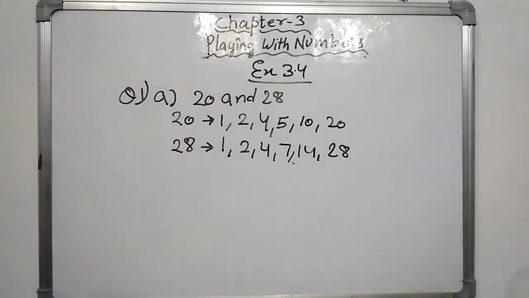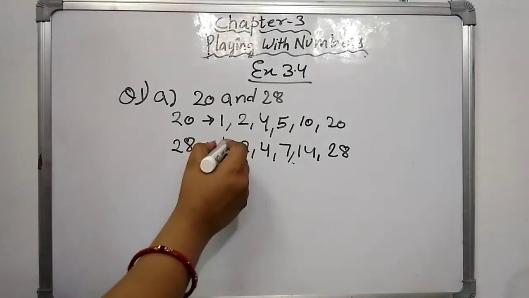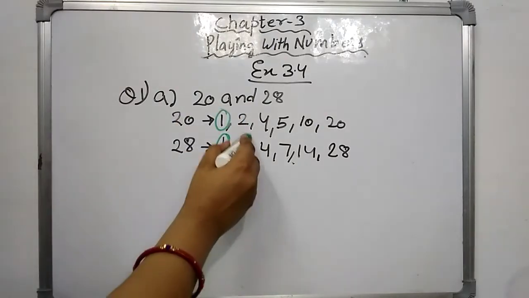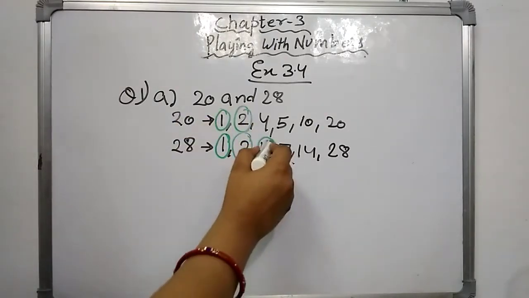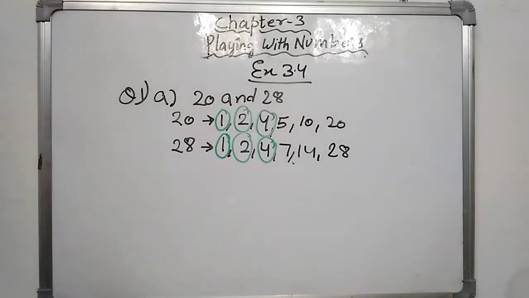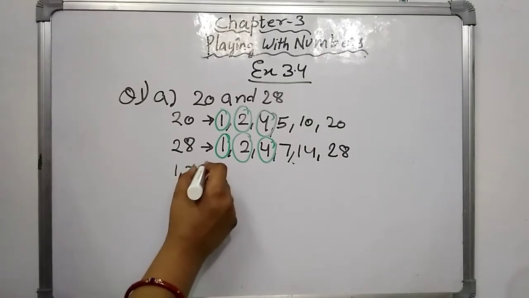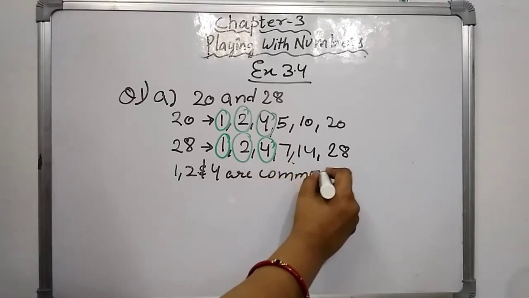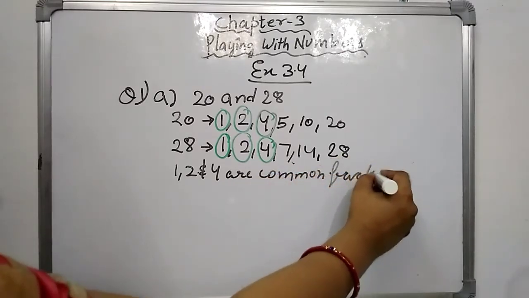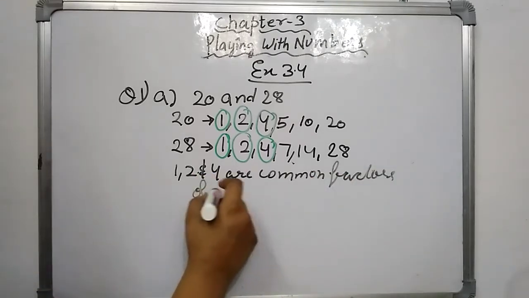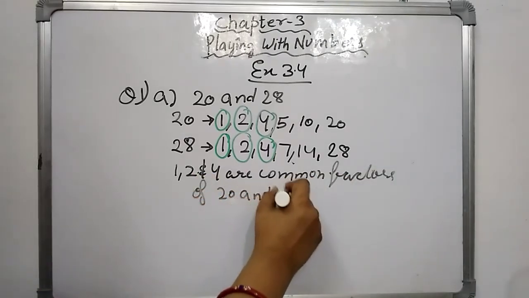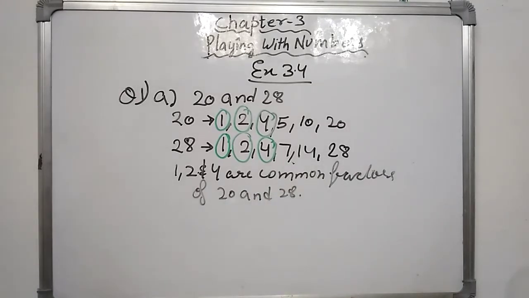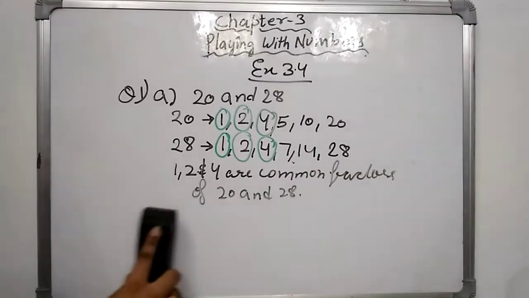Now let's see what are common factors. This 1 is a common factor in both numbers. 2 is a common factor. 4 is a common factor. There is no other common factor. So 1, 2 and 4 are common factors of 20 and 28. Alright. Moving on to next part.